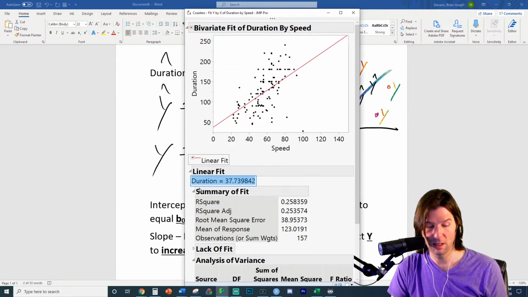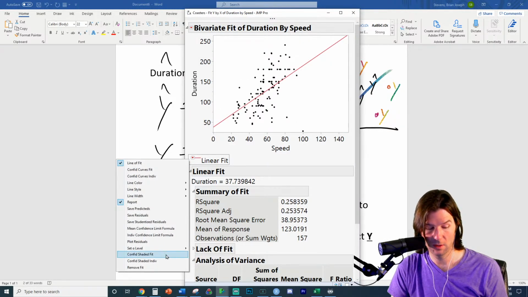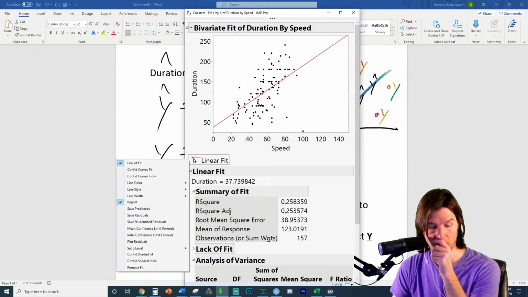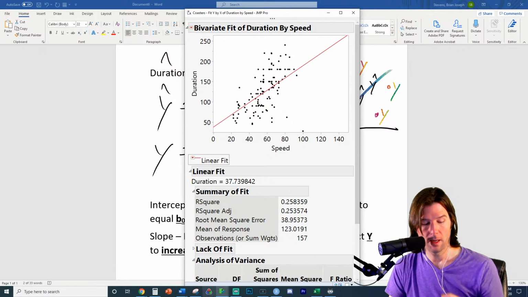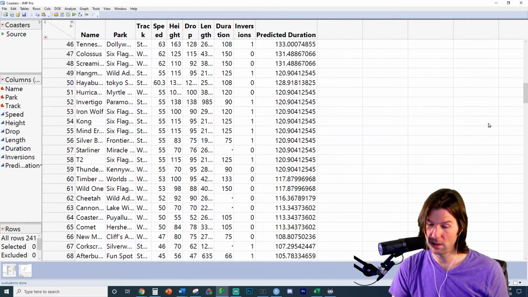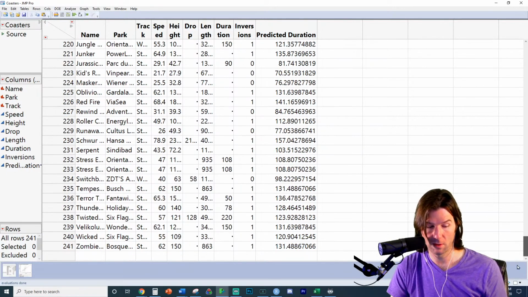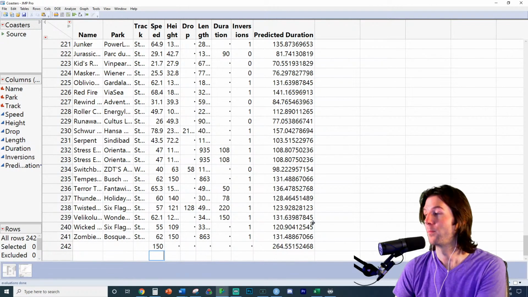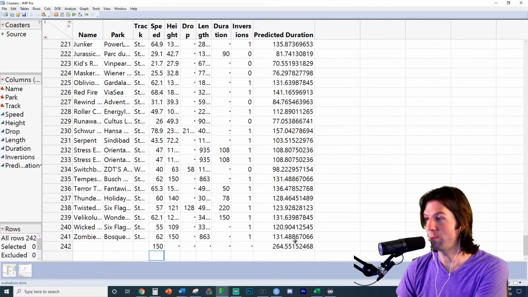You can go to the data. You can go to this, save predicted. Where's save predicted on here? Should be under line of best fit. Save predicted, there it is. And now you've got your predicted, and we're using the speed of a roller coaster to do the thing right here. So you could go right here and enter 150, and there you go, 264. So JMP can instantaneously do the predictions for you.